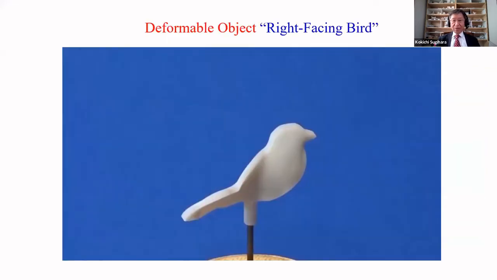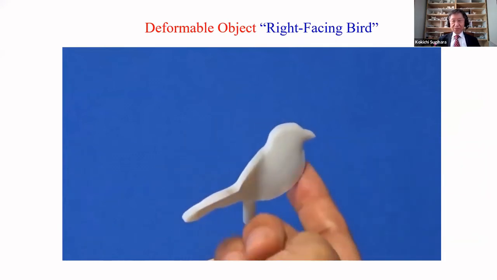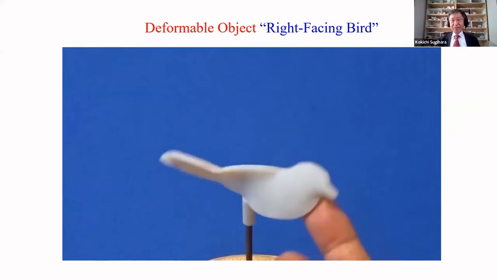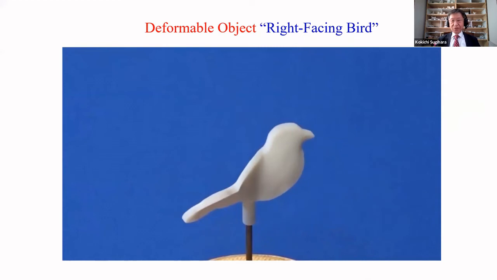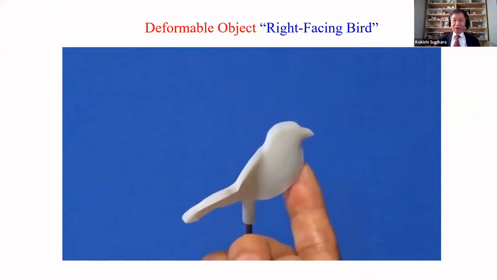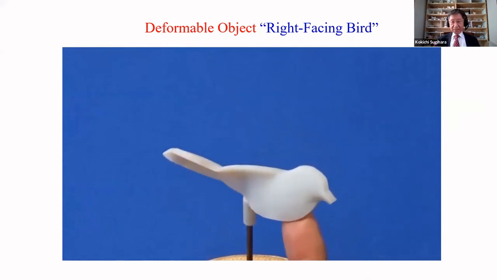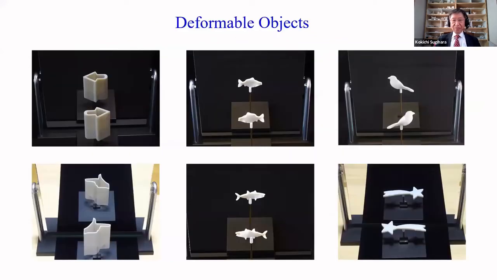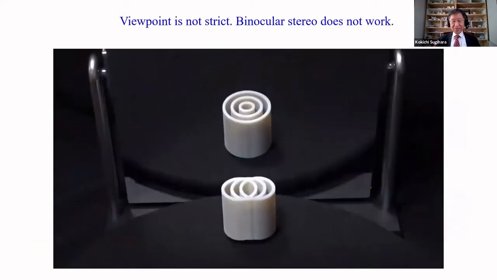And another way of displaying this is to rotate it like that, instead of using a mirror. The right-facing bird faces to the right again when we rotate it by 180 degrees. And even if we rotate it slowly, it's difficult to understand the true shape. These objects have the opposite direction when we use mirrors.